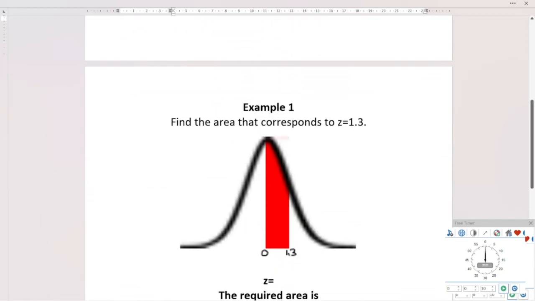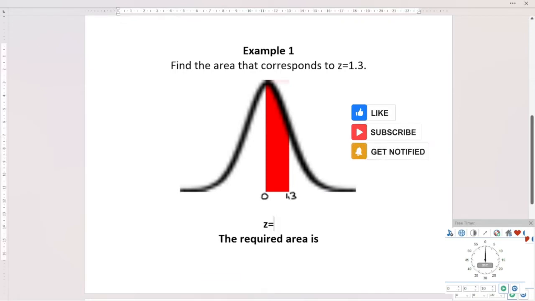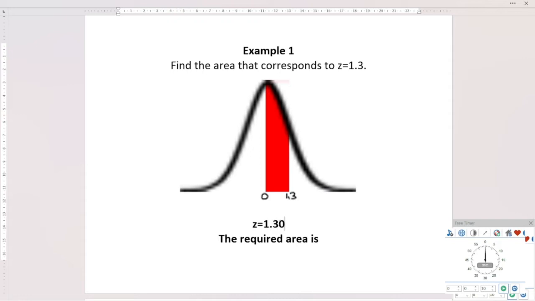Let us have our first example. Find the area that corresponds to z-score 1.3. This is our standard normal curve. And we have here 0, the mean, and the z-score is above the mean since it is positive. It's 1.3. First step that we're going to do is to express this into three-digit form. We have 1.3 will become 1.30.